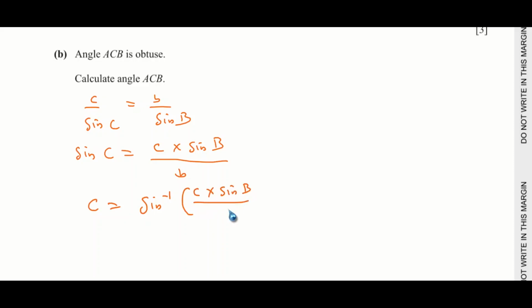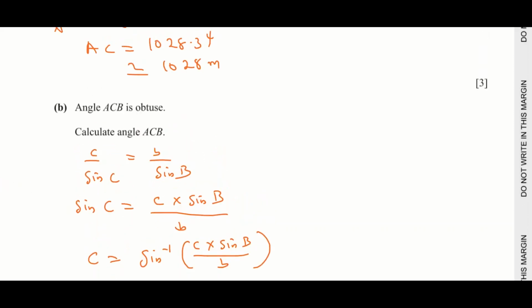So I want to find angle c. Let's make sine c the subject of the formula. So sine c equals c times sine b over b. I can take the sine inverse of both sides, so c equals sine inverse of c times sine b over b. Now I can plug in the values.